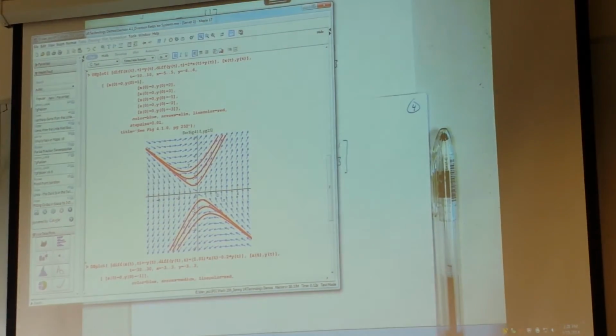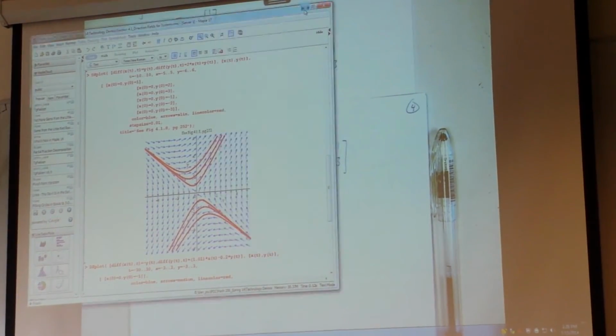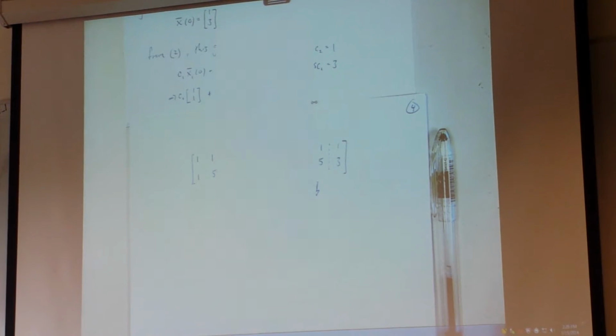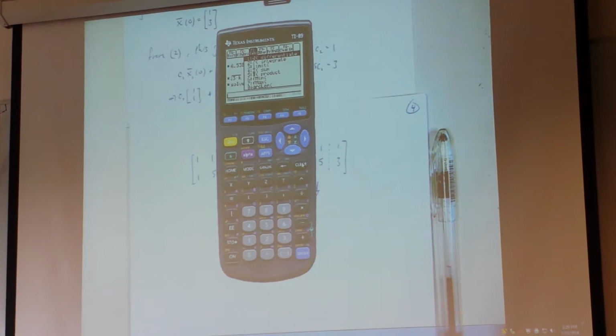Where's my big TI? There it is. Okay. On escape. Okay, let's see if I can remember how to do this now.